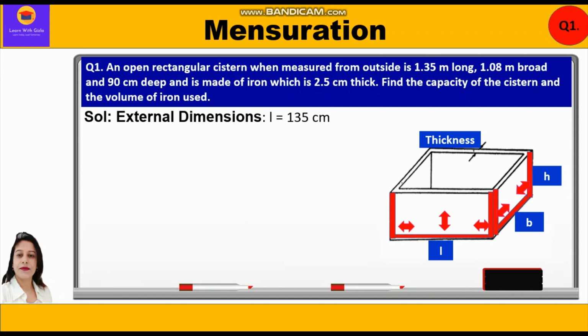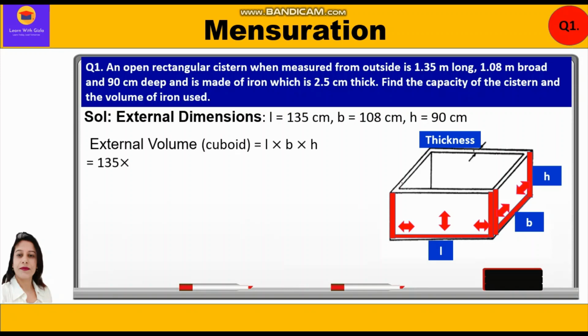Now the external dimensions are length is equal to 135 centimeter, breadth is equal to 108 centimeter, height is equal to 90 centimeter. So we can find out the external volume, which is in the form of a cuboid. We can say length into breadth into height. So 135 into 108 into 90, which is equal to 1312200 centimeter cube.